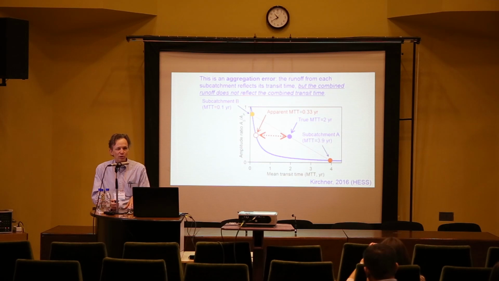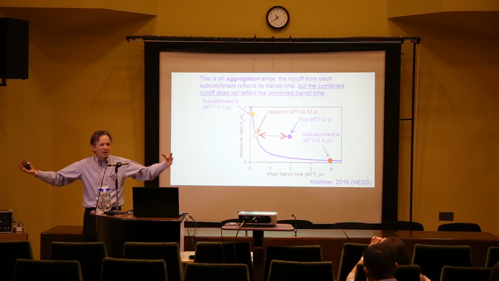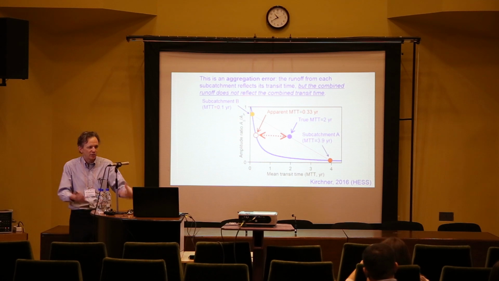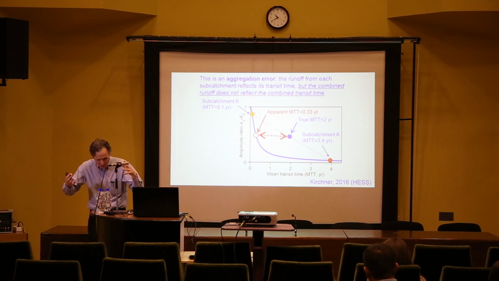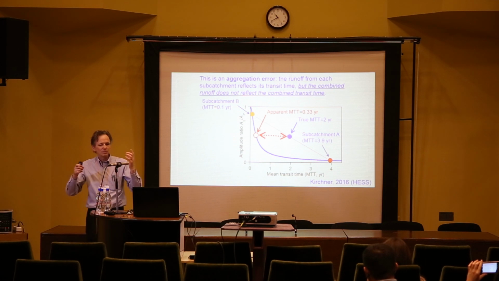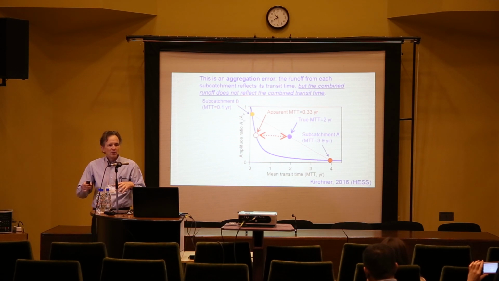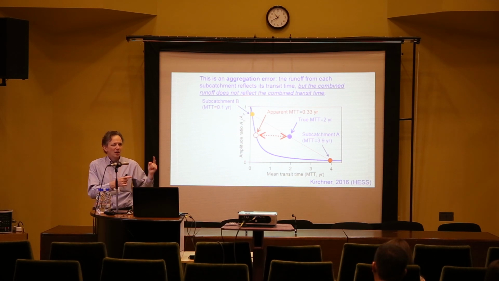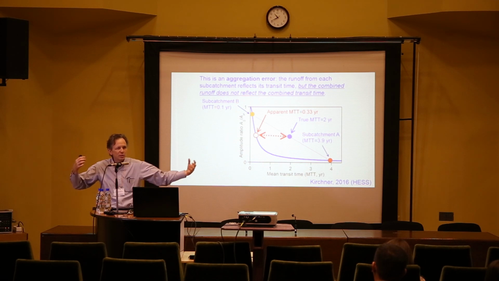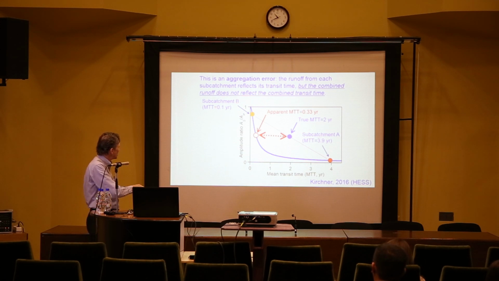Now, this is called an aggregation error. It's an error created by aggregating together things that are different. And these errors are always there when your basic relationship is nonlinear. So the average runoff doesn't reflect the average transit time if you interpret that runoff as if it came from a homogeneous system. And you can't correct for that bias unless you already know how heterogeneous your system is, unless you already know that those 2 points are spread here and there.